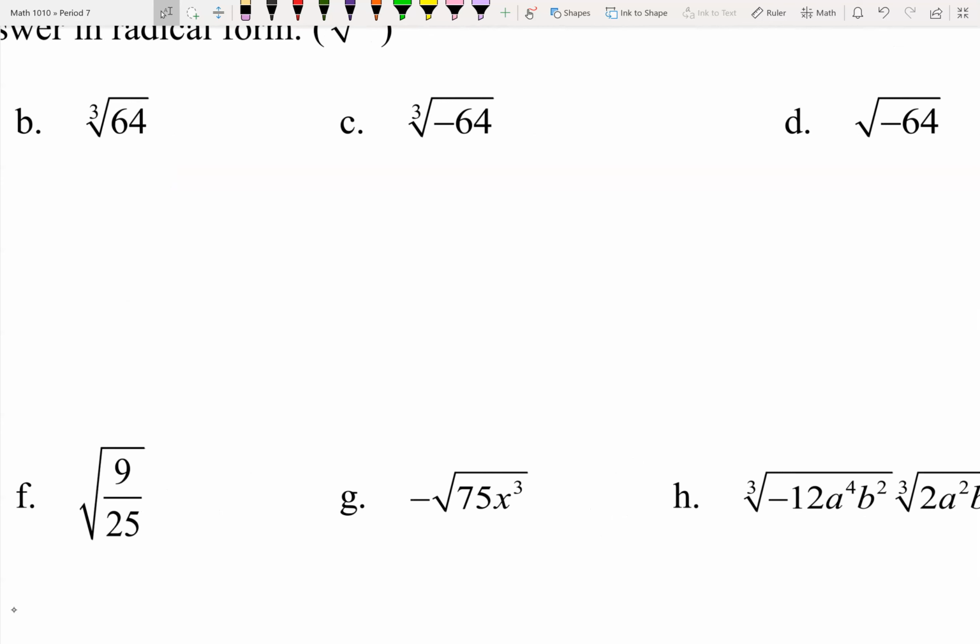Cube root of 64. So this is a number when multiplied by itself 3 times gives you 64. Do you know what that is? 4. It is 4. 4 times 4 times 4 is 64. So everybody write down the 4 and we're done. Now, what if you didn't know that? Like, what if that wasn't in your head, right?